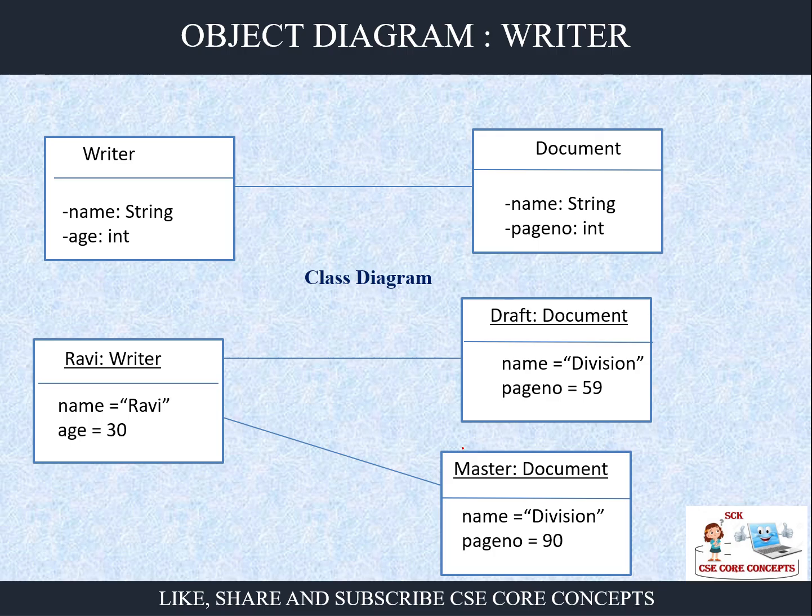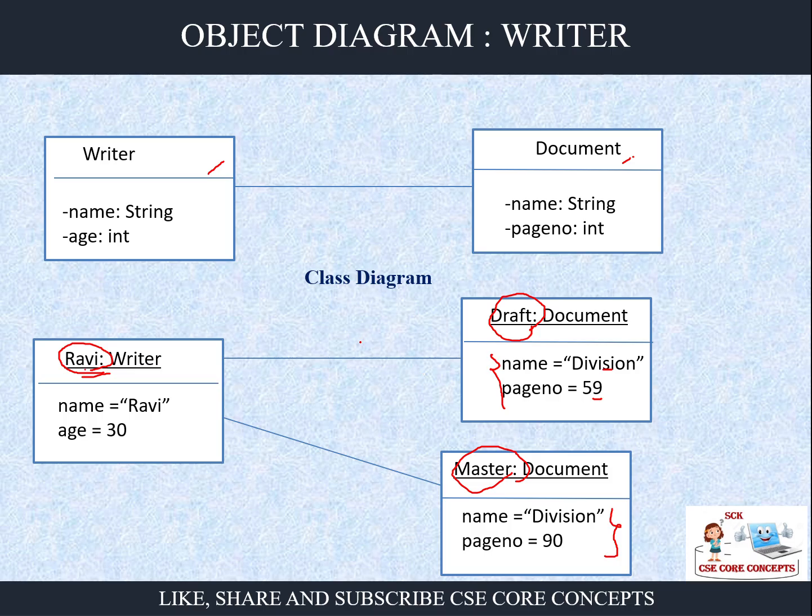Then you can have another example, like let's say this is the class diagram for a writer and document. So there is a writer and he is writing certain documents. This is the relationship. So if you want to show an object diagram, how will you? Let's say from the writer class you are going to take one instance, let's say Ravi, understood? And here he is drafting one document, it is a rough copy, and this is, let's say, a master copy. So he is writing two instances, let's say division, page number 59, these are the attribute values of the document, and these are the attribute values of the master document. So the instance Ravi is writing this.